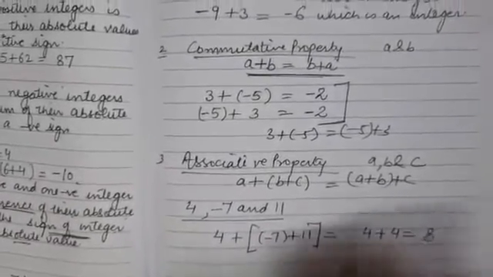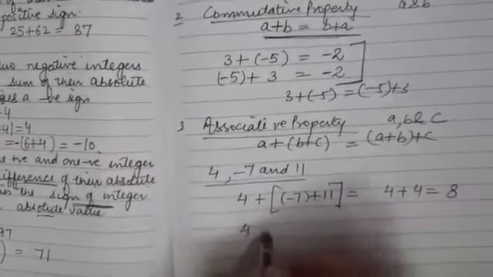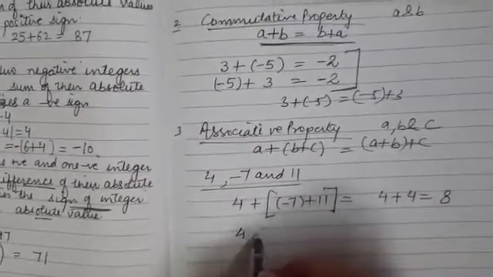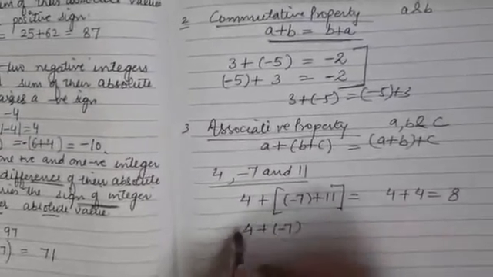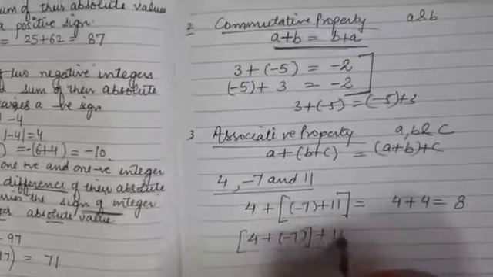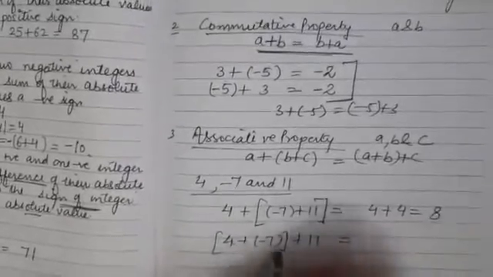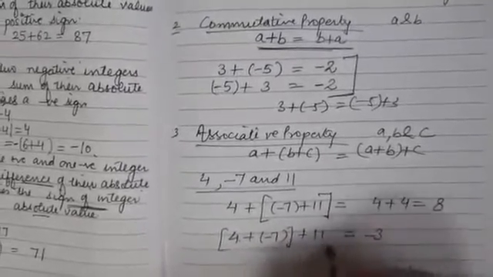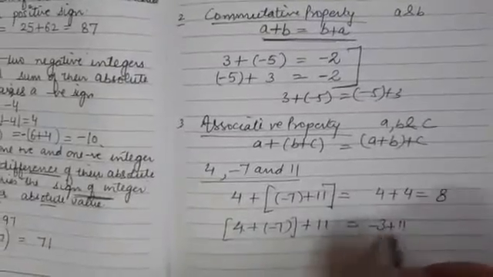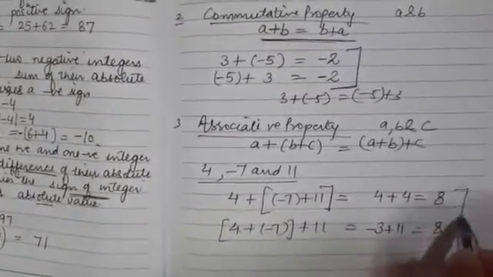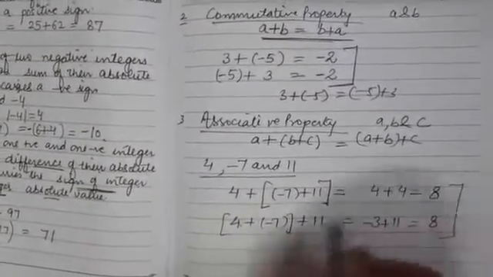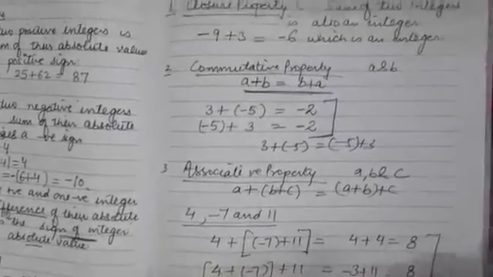This gives 8. When we do this, (4 plus -7) in brackets and then plus 11, 4 minus 7 is -3, plus 11, which is 8. So the answer in both cases is the same. So this is equal to this one. So this is the associative property.